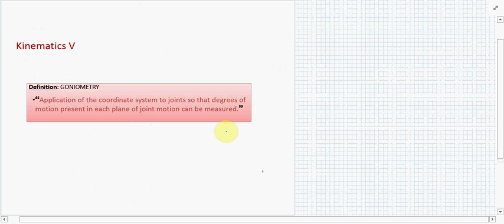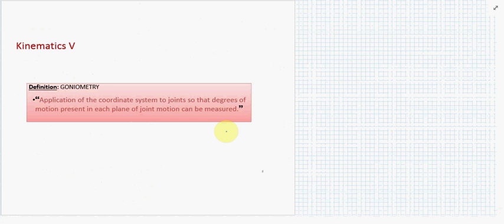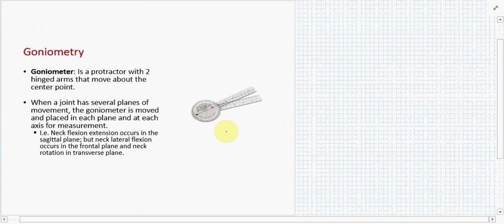So how do we start measuring these ranges of motion of specific segments? One branch is called goniometry. There are different ways in which we can measure it, but one of them is the application of a coordinate system, so that we can measure the degrees of motion present in specific joints. And we have means and methods of assessing it for every single joint or close to every single joint in the body.